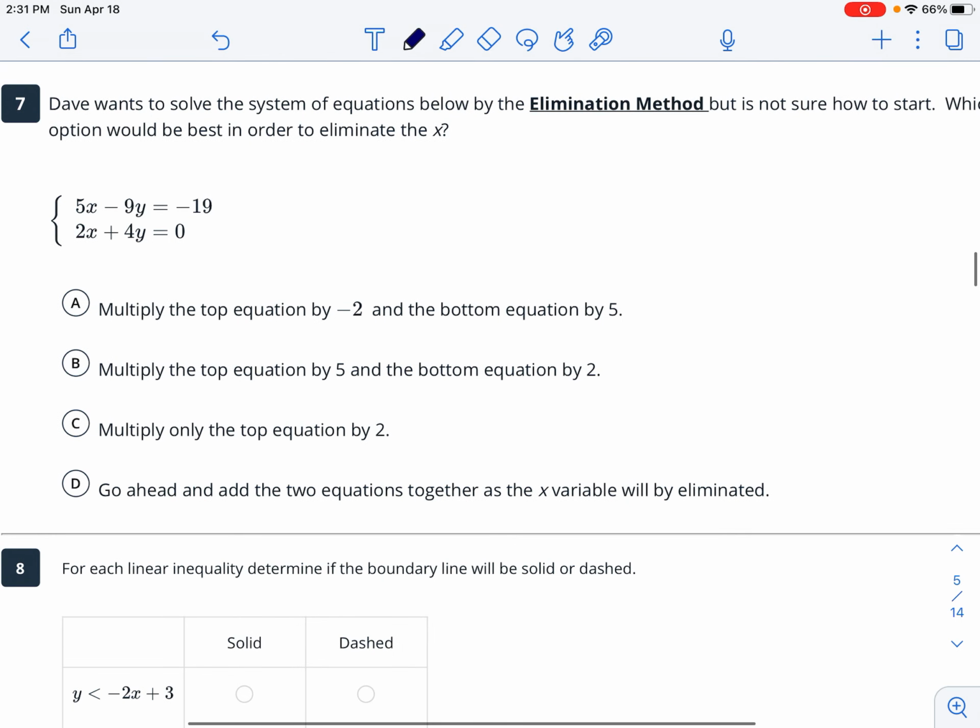And I'll go ahead and put number 7 on this video, and then I'll pause this one. So Dave's solving these with elimination. He doesn't know how to start. He's wanting to eliminate the x. So we have a bunch of options, and I just want to know, would that make x eliminate? Which means, is this going to turn x into additive inverses?